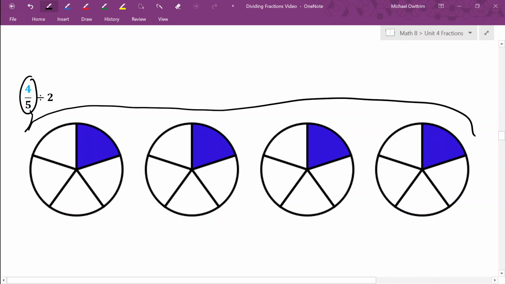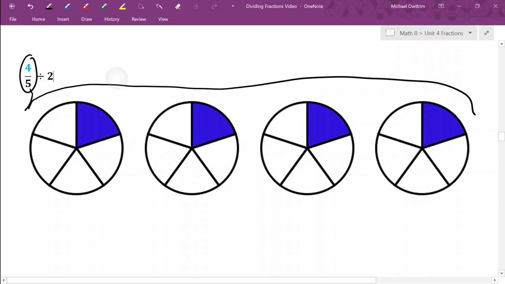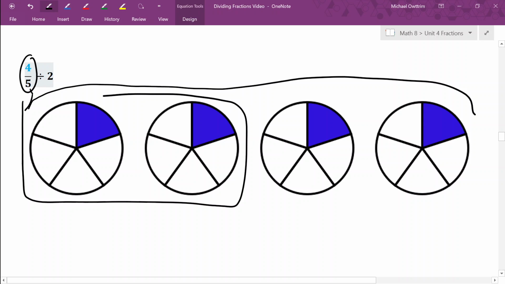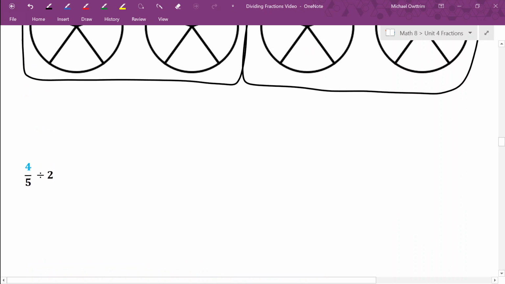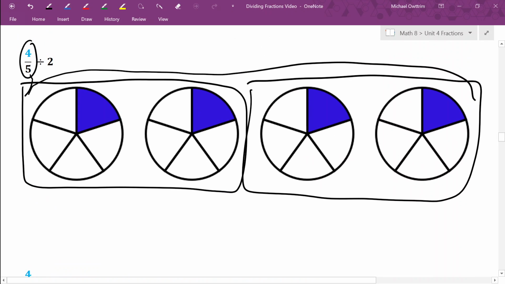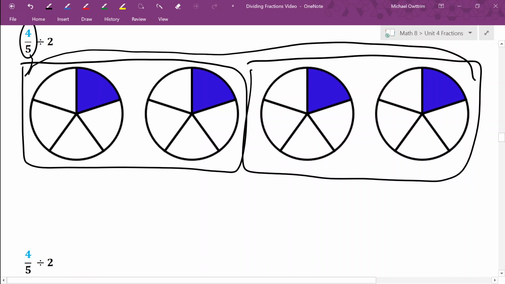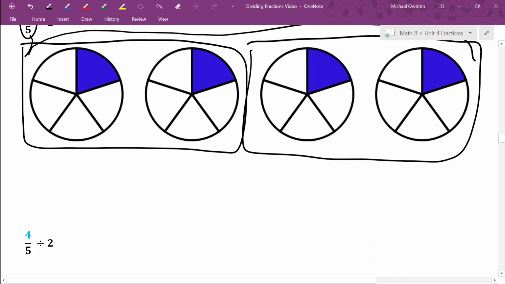And I want to divide those into 2 equal groups. Most of us can probably see that, hey, here's a group of 2 and a second group. Those are equal groups there. And so I could say that 4/5 divided into 2 equal groups is going to equal what? Well, if I look inside of each of my groups, I've got 1/5, and then I've actually got a second fifth. So my answer is going to be that inside each group, I'm going to have 2/5 in each group.